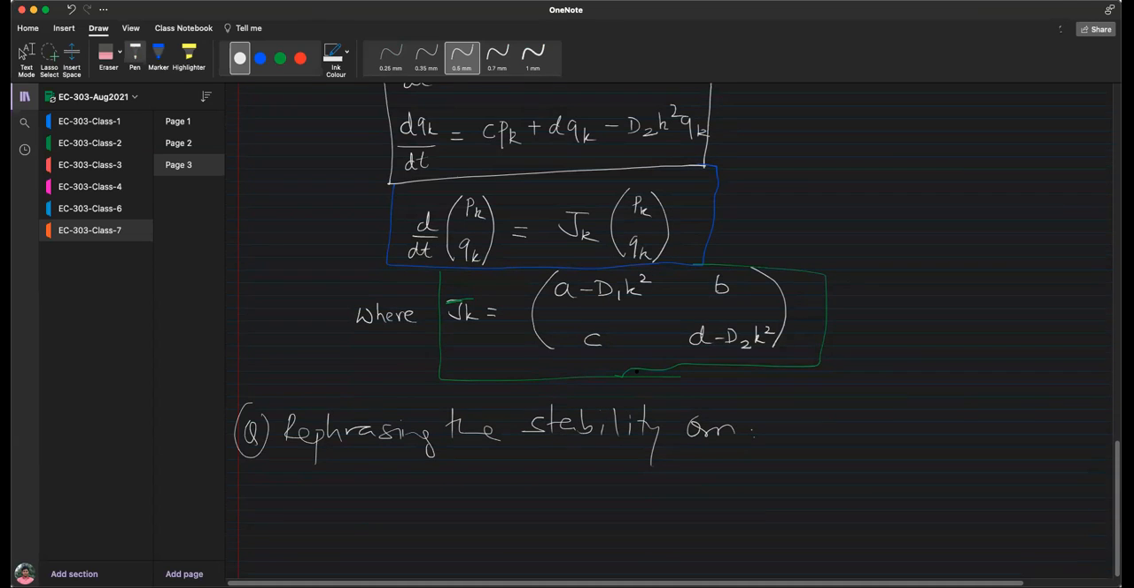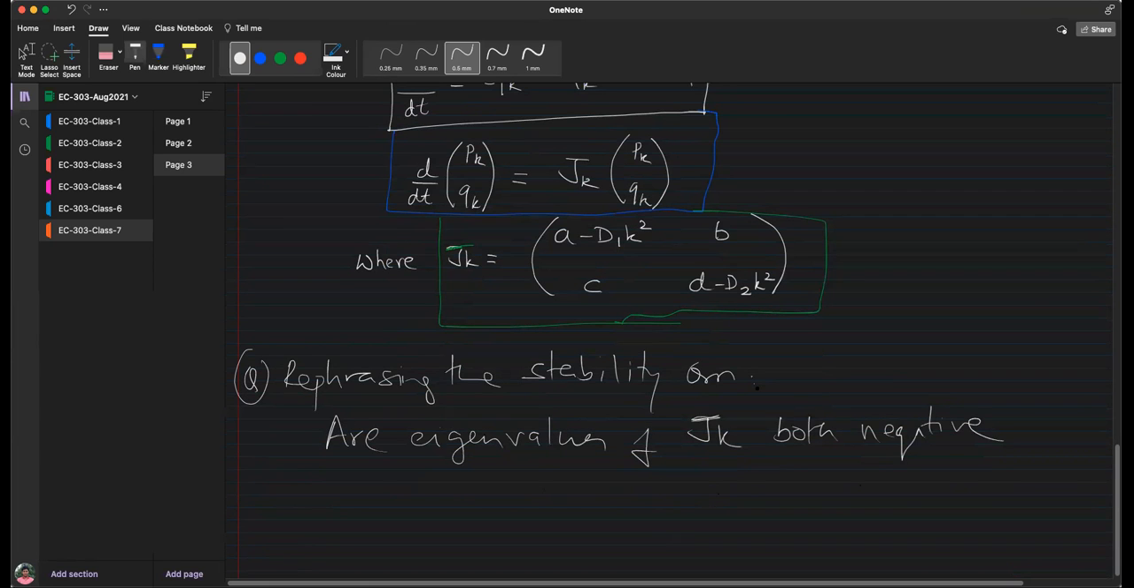It's the same as asking, are the eigenvalues of J_k both negative, given that J had those features, given that a plus d was less than 0, this was given to us, right? And ad minus bc was greater than 0. Given these two, are the eigenvalues of J_k both negative? What do you think?